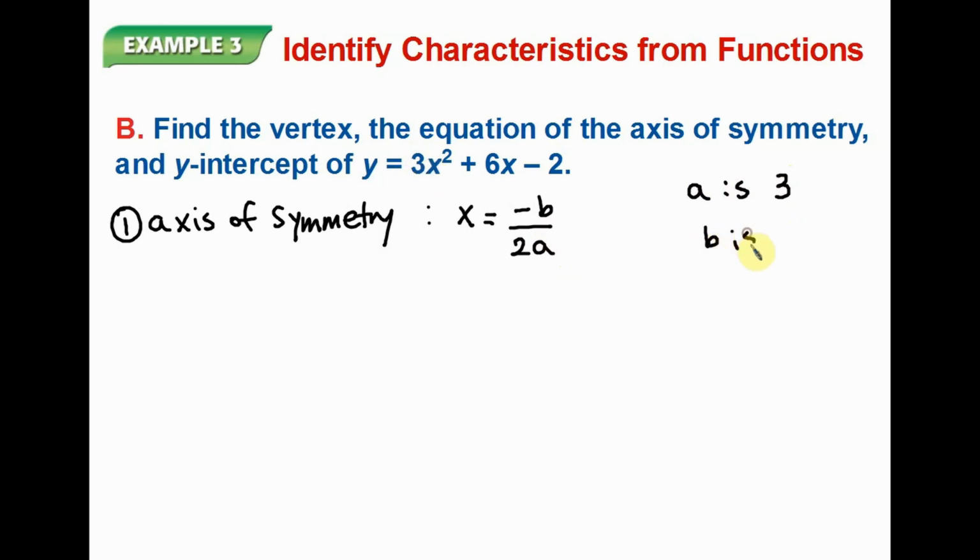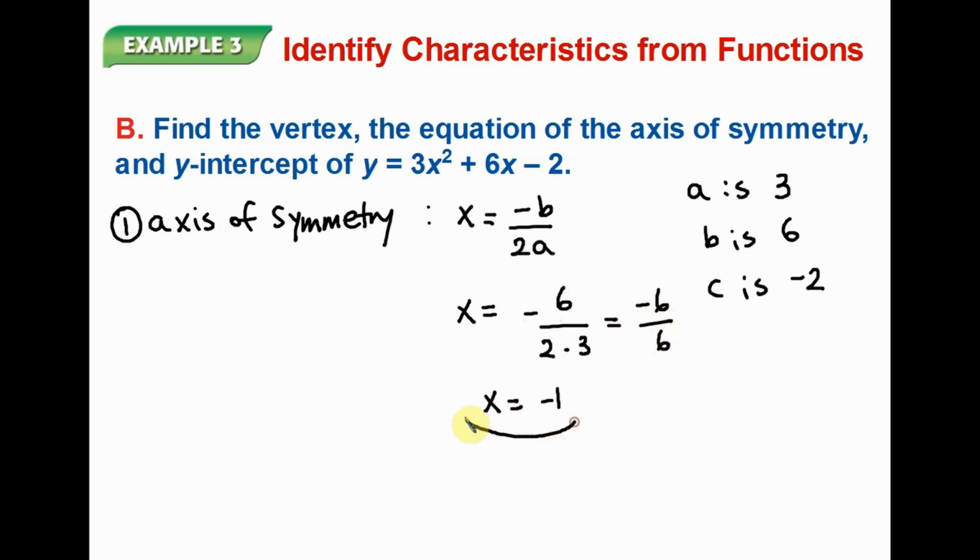And b is 6 and c is negative 2, where if I substitute x is equal to negative b, which was 6, over 2 times a, which was 3, and if I simplify this, I will get negative 6 over 6, which will make x is equal to negative 1. This is one part of the answer. The second step was using this axis of symmetry to find the vertex.